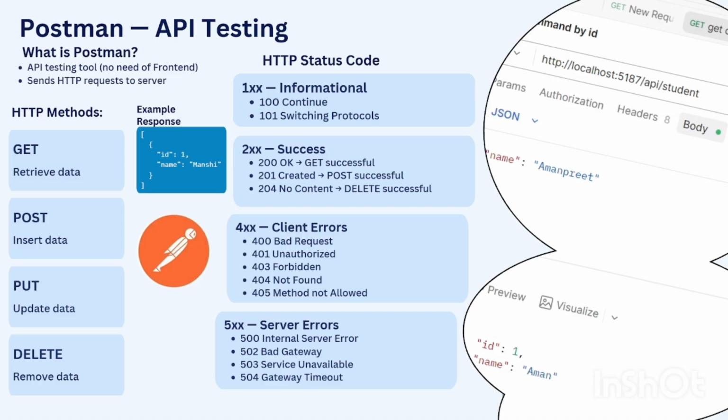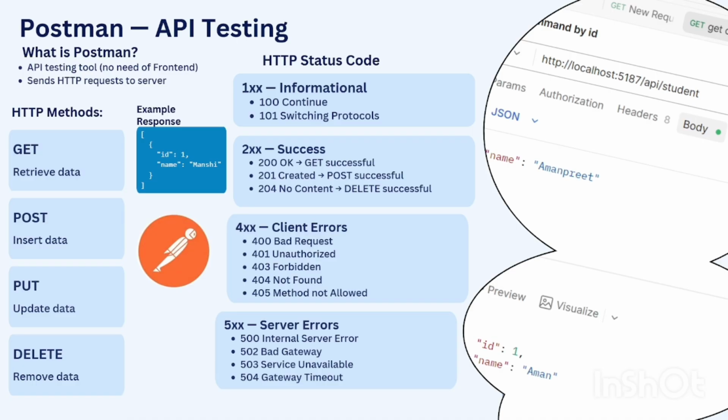When we don't want to create a front-end for a backend system, but we still want to test it, then Postman comes into the picture. It is an API testing tool used when we don't need any front-end for our project. It has 4 main HTTP methods.